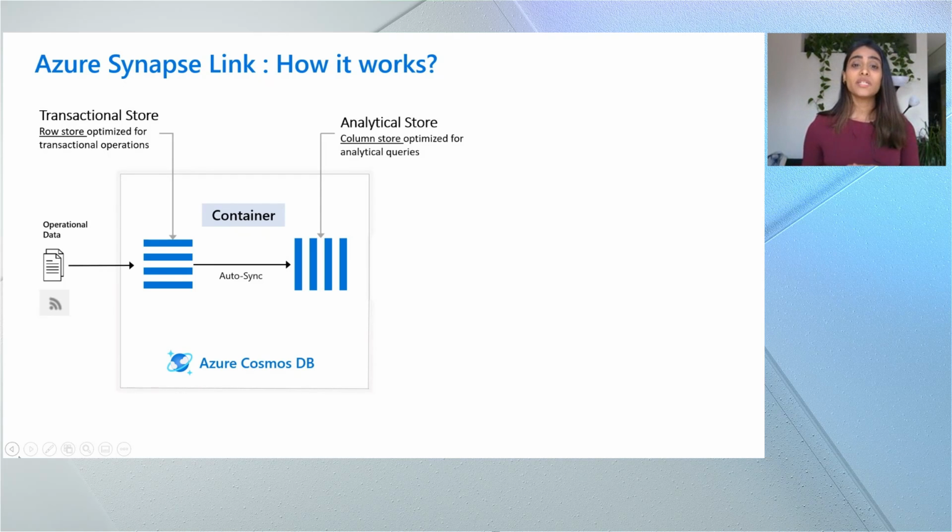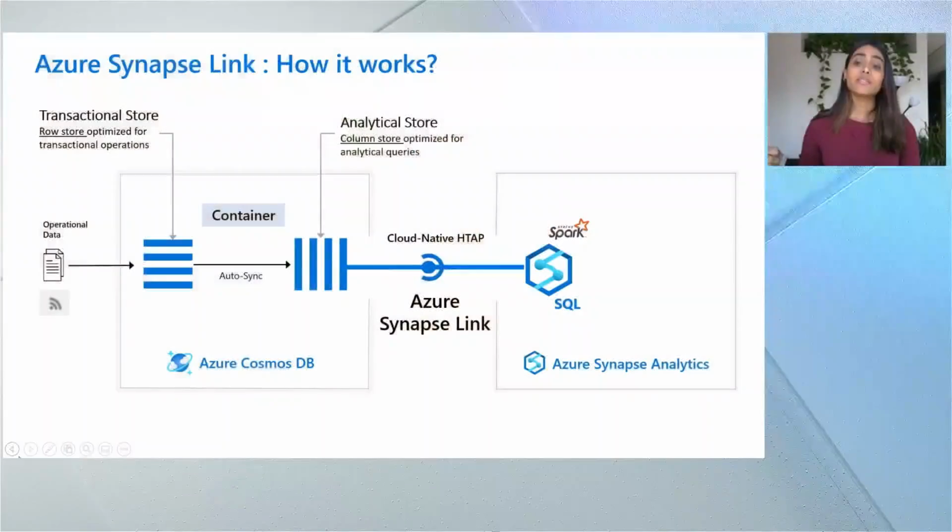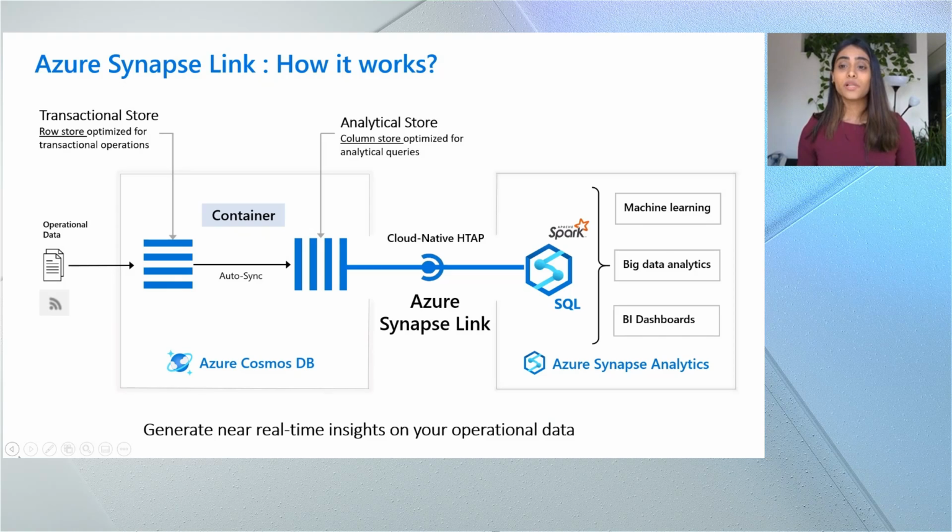Now, once I have my data in the analytical store in a column-oriented format, I'm ready to run analytics on this. And the way I do it is, with the native integration Synapse Link brings between Cosmos DB and Synapse Analytics, I can spin up either a Spark cluster, or using Synapse SQL Serverless from Synapse Analytics, I can directly query this data sitting in my analytical store. With this, our customers are now able to build machine learning pipelines, do big data analytics, and build real-time BI dashboards, all over their operational data in Cosmos DB without any performance impact and without having to set up ETL pipelines.